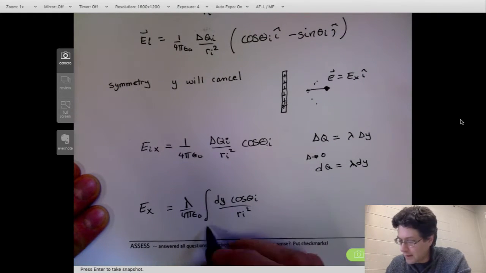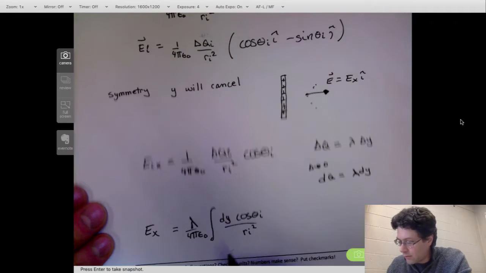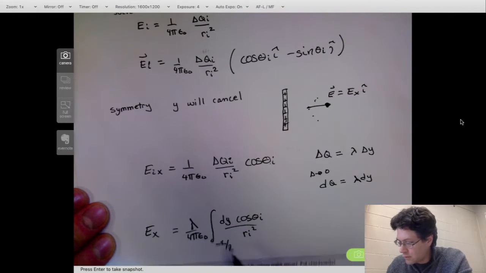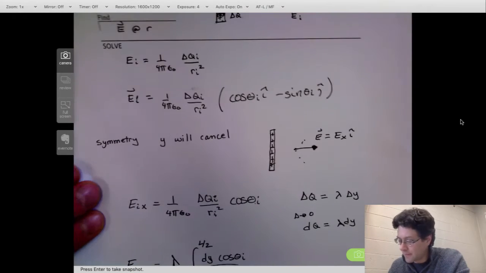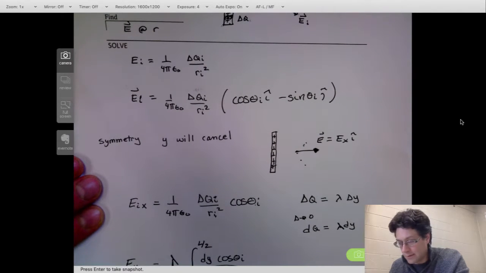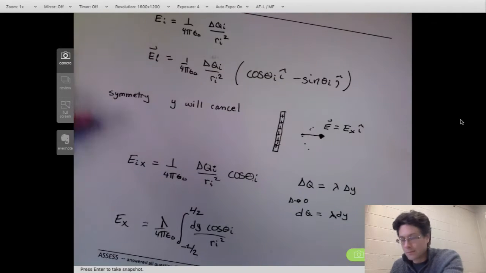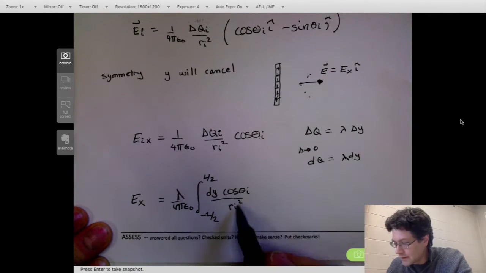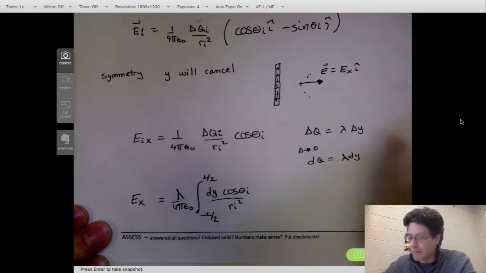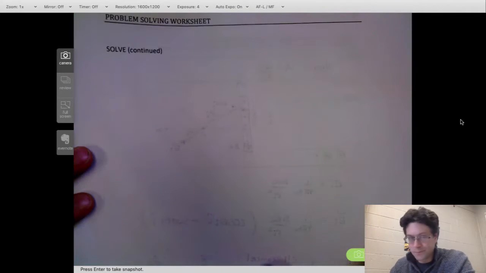This is a constant, I can take it in front. From y equal minus L over 2 to L over 2, because this bar goes from minus L over 2 to L over 2. And that will be the full EX. Now the thing is, though, this Ri squared and theta I probably depend on y, so I need to look at that. Let me redraw this here.